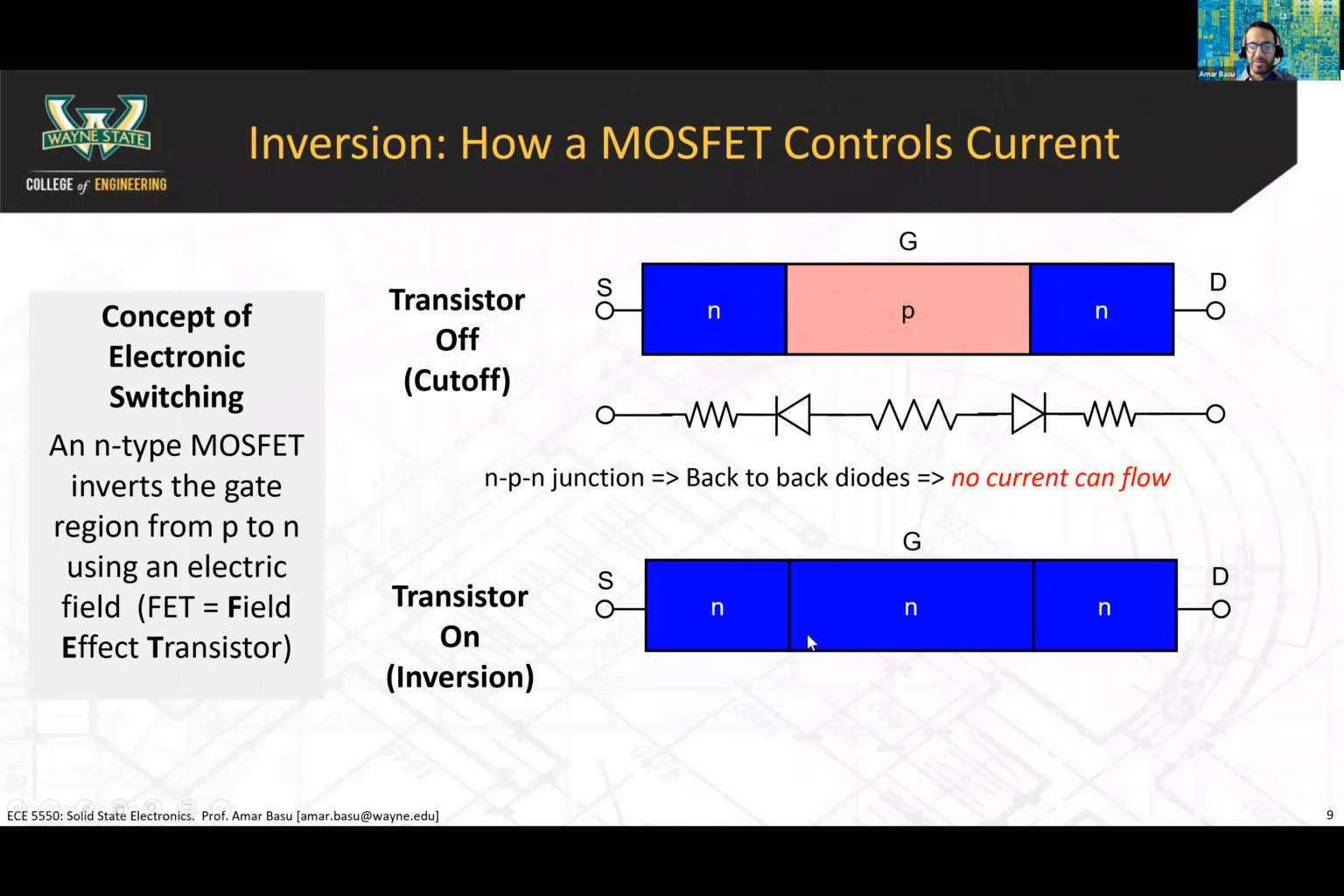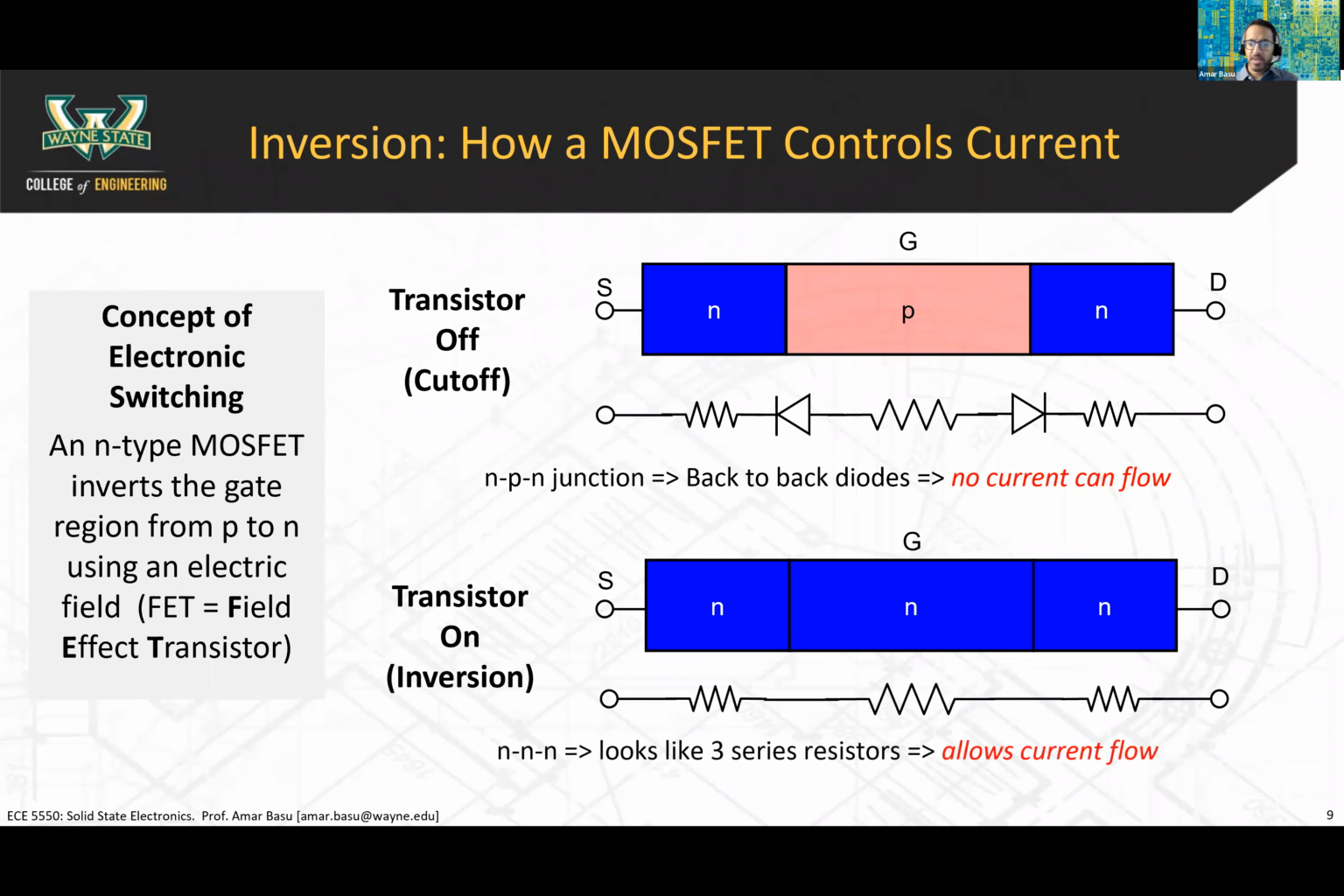So what does this look like from a circuit model? It's just three resistors. There's no P to N interface, no depletion region, no diodes forming. It's just three N-type regions, which look like resistors. So this does allow current to flow between the source and the drain. Okay. Any questions here?